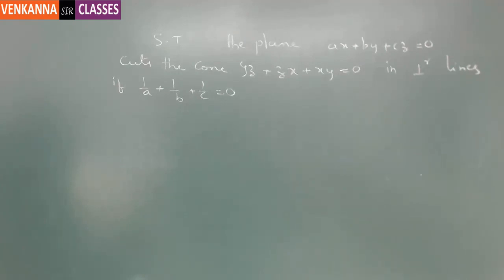So vertex and the base curve you are saying, right? The 0.543, and guiding curve is 3x square plus 2y square equal to 6 and y plus z equal to 0.